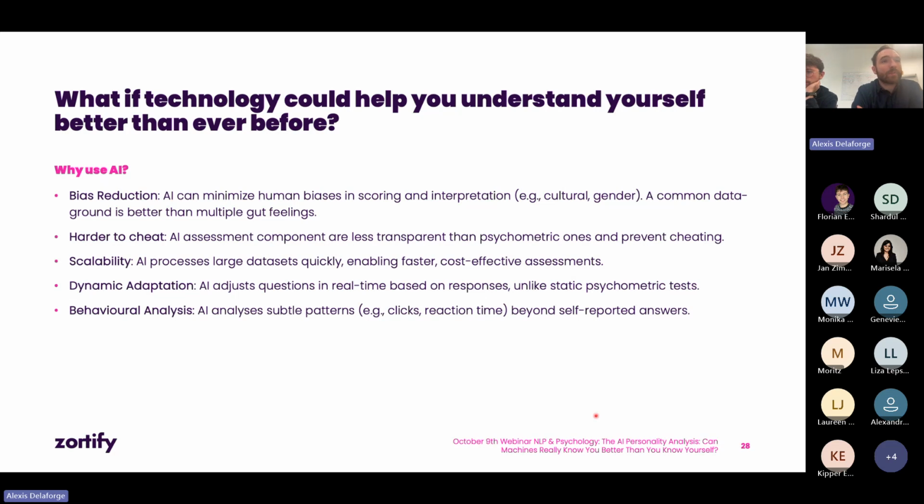So, the dynamic adaptation. AI adjusts questions in real time based on responses. It's what a psychologist would do. If he doesn't have the psychometric questionnaire, he will ask a question, and once he has enough information on something, he will ask a question on something else. It's exactly what we would like to do in Zortify, and we are currently working to develop this with Flow. We would like in the future to ask a question depending on the information we already got from someone. So if we are feeling, for example, confident enough on extraversion, then we move on to something else.